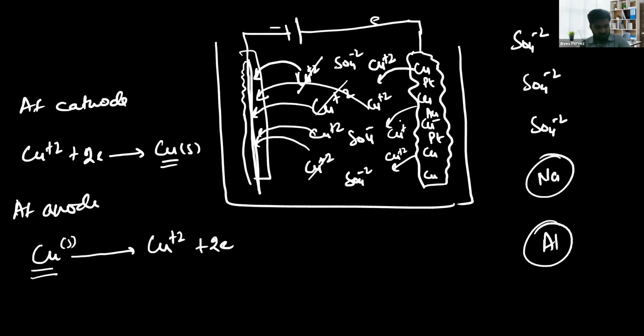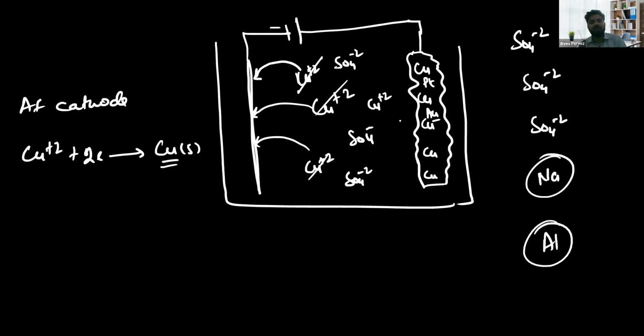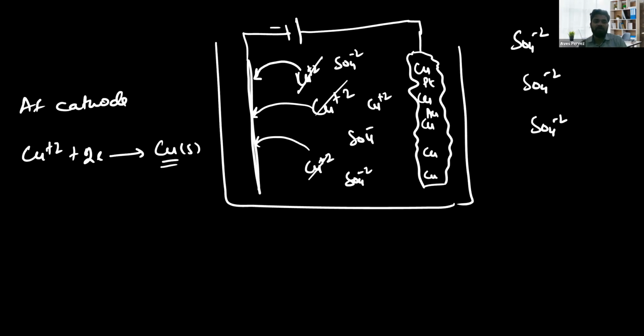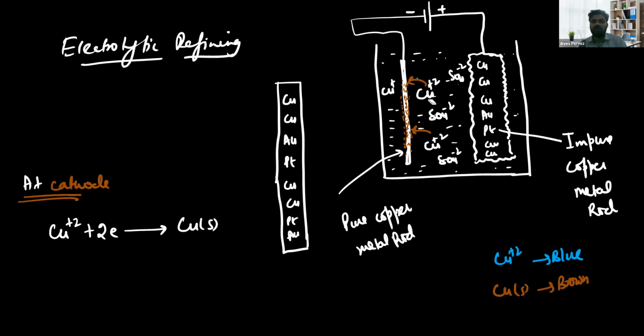Yes, sir. So what would happen? Let me explain one more time so that you can understand. At the cathode, the Cu2+ ion from the copper sulfate solution will move and get converted into Cu solid by gaining 2 electrons. The cathode is an electron donor, it will donate the electron to the Cu2+ ion, and it will get converted into Cu solid and deposit here.